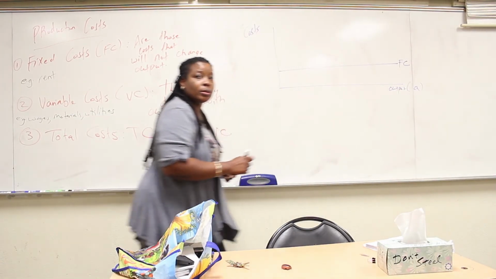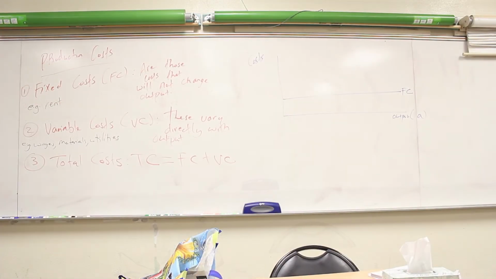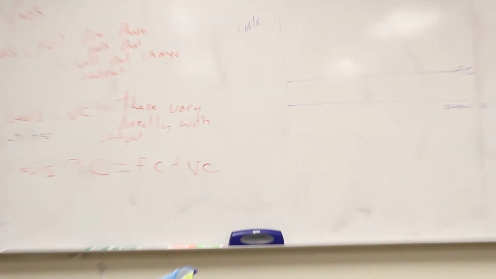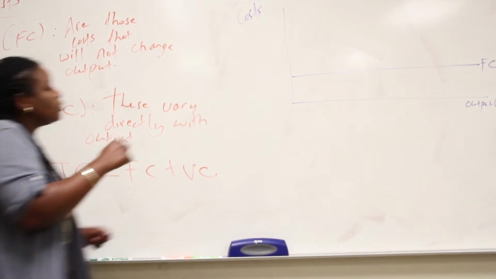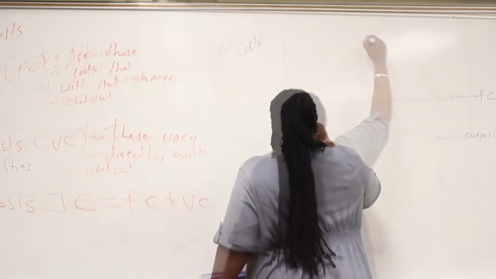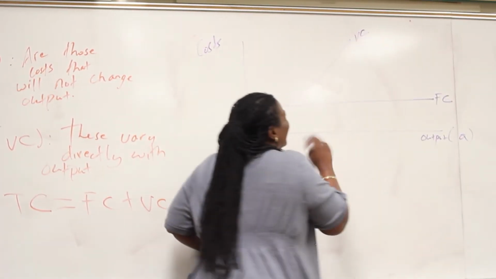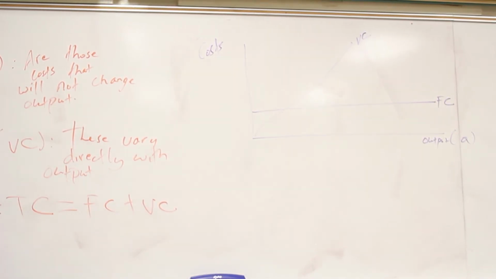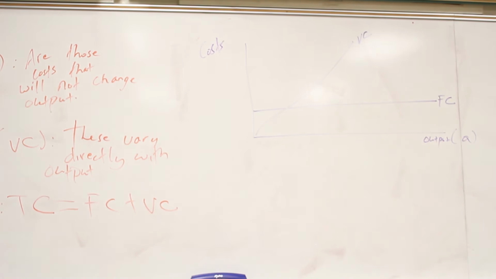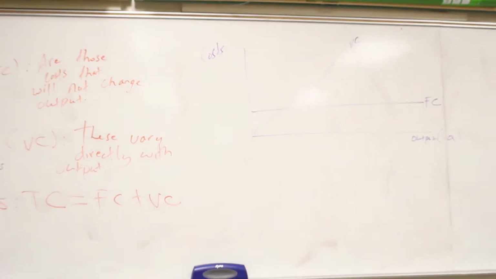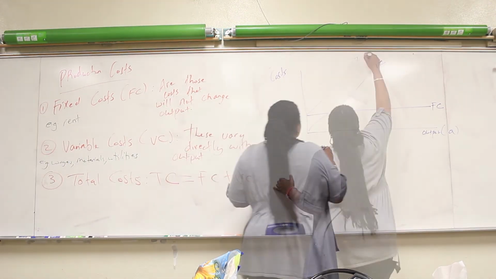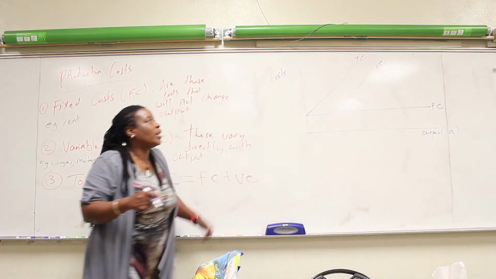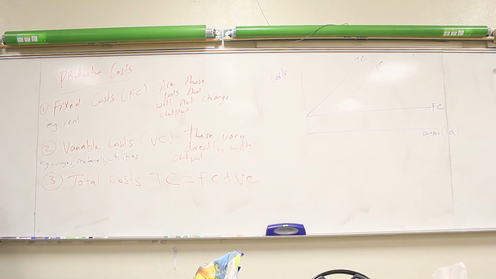Doesn't change with output. Variable cost varies directly with output. Excellent. Positive slope, it's not really linear, so it has a little bit of a curve on it, or slopes upward. Add FC and VC together, you get TC. So here's the TC. Also upward sloping and kind of sort of takes the shape of the VC.